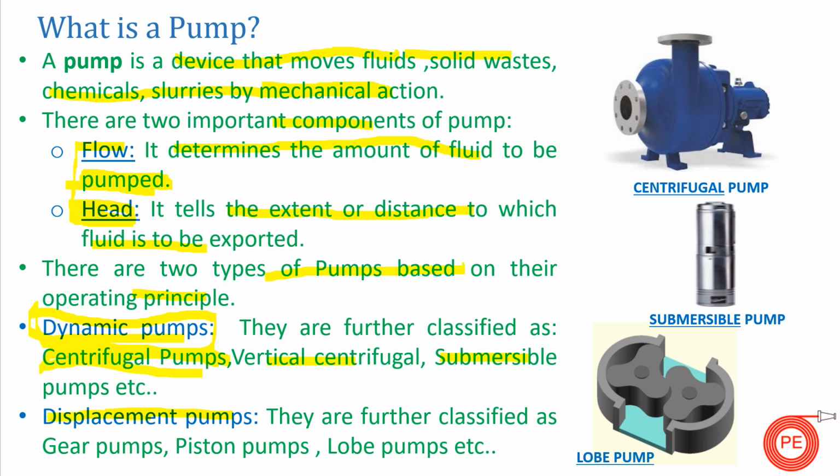Displacement pumps can further be classified as gear pumps, piston pumps, lobe pumps, etc. Gear pumps are used for some specific purposes where centrifugal pumps can't serve the purpose. While handling some special type of slurries or some special chemicals, we go for displacement pumps. For example, if we want to transport coal tar in a steel plant from one place to another, I'll be going for a positive displacement pump.